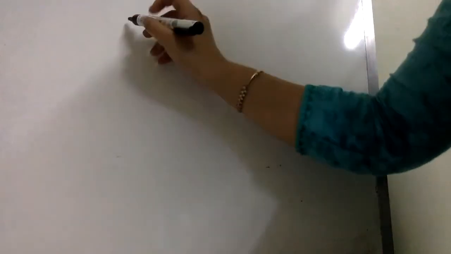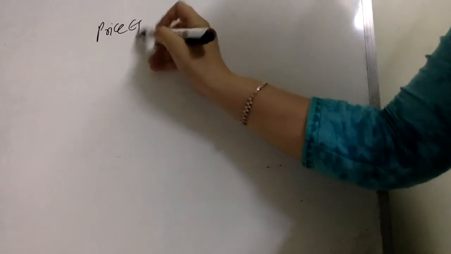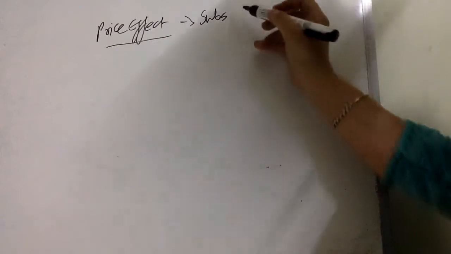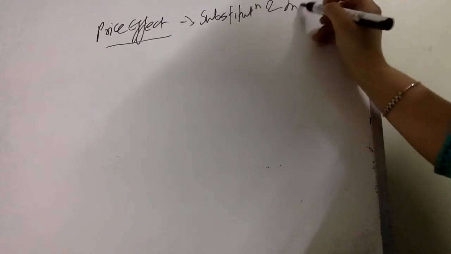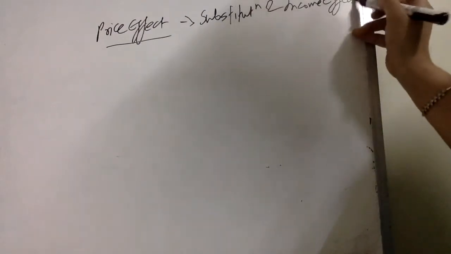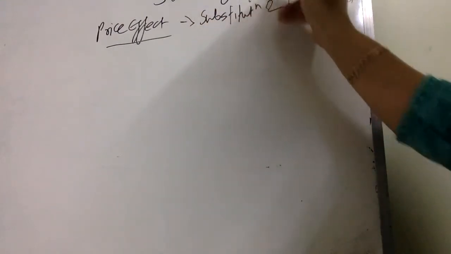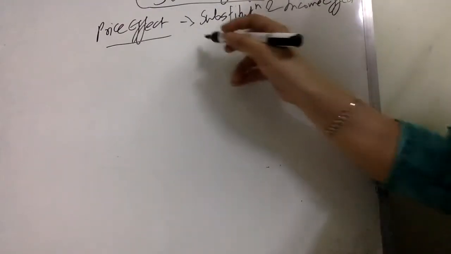So, first thing under the Slutsky equation, we'll understand the substitution effect and the income effect. What exactly is the substitution effect? Let's understand this. There are two parts of a price effect, which is decomposed into the substitution and income effect. Let's just understand what the substitution effect is.